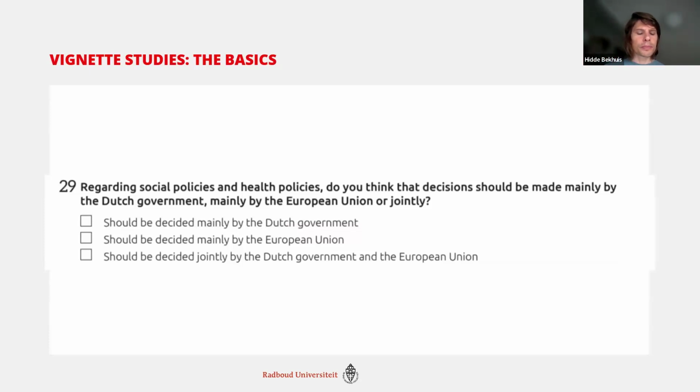But this is also a perfect example of an easy or very basic vignette question. Regarding social policies and health policies, do you think that the decision should be made mainly by the Dutch government, mainly by the European Union, or jointly? So you have a story about who should make the decision about social policies and health policies, and we have three options: the Dutch government, the EU, the European Union, or jointly.